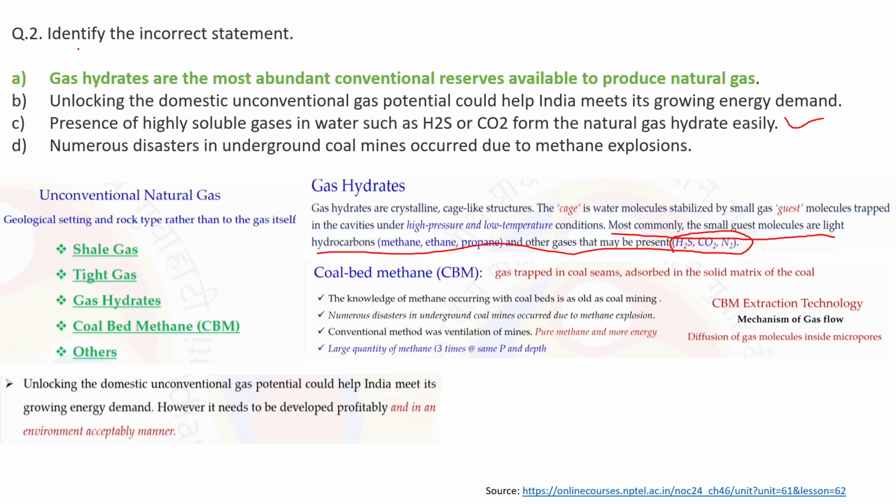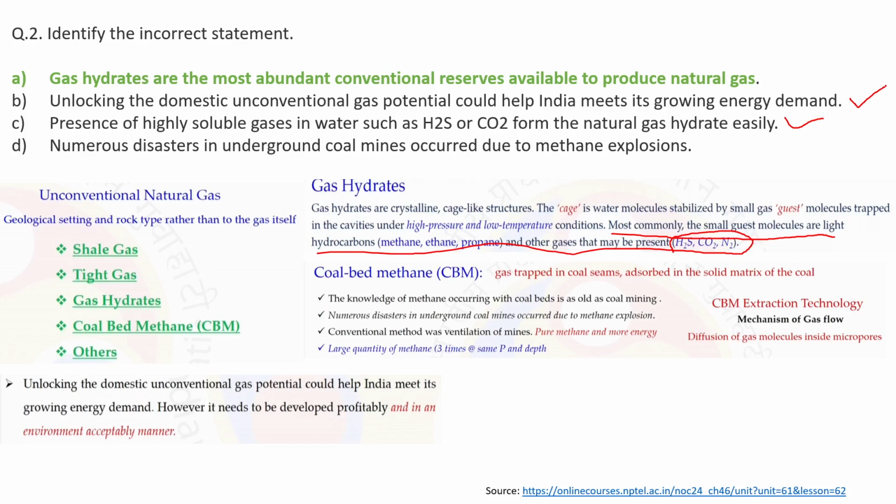Next is about unlocking the domestic unconventional gas potential could help India meet its growing energy demand. So this was one of the statements explained and discussed in class, that unlocking the domestic unconventional gas potential could help India meet its growing energy demand. However, it needs to be developed profitably and in an environmentally acceptable manner. So this statement is also correct.